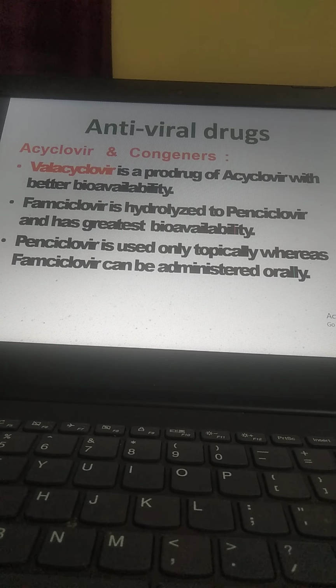It reaches the maximum concentration, so bioavailability is increased, because most antiviral drugs have less bioavailability. So they are given as prodrugs. Famciclovir is hydrolyzed to penciclovir and has the greatest bioavailability. Penciclovir is used only topically, whereas famciclovir can be administered orally. For herpes zoster virus lesions, we have to use this drug topically at that time. So penciclovir is used topically, and famciclovir can be given orally.